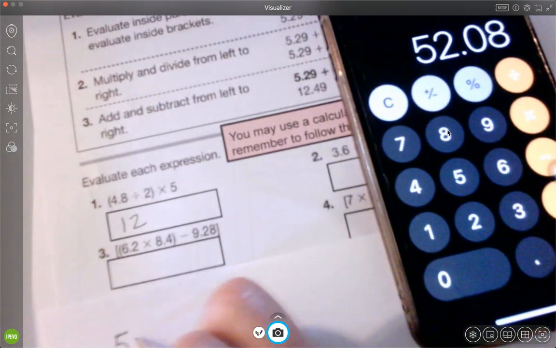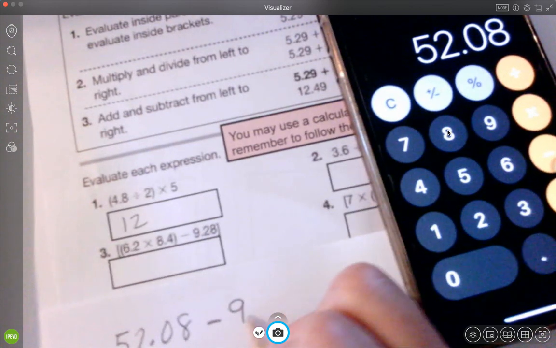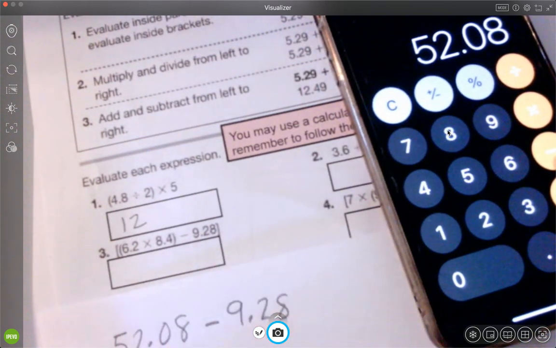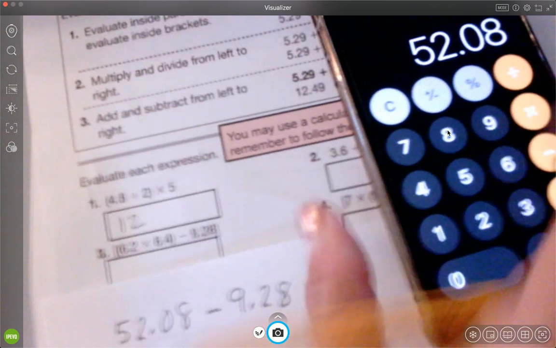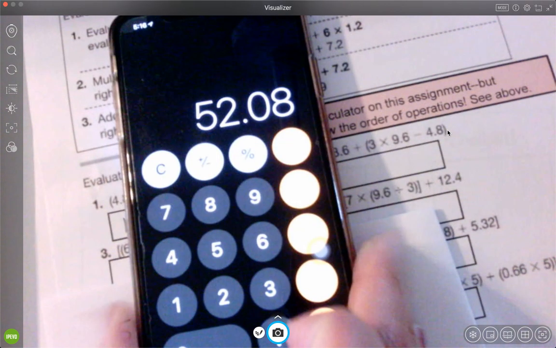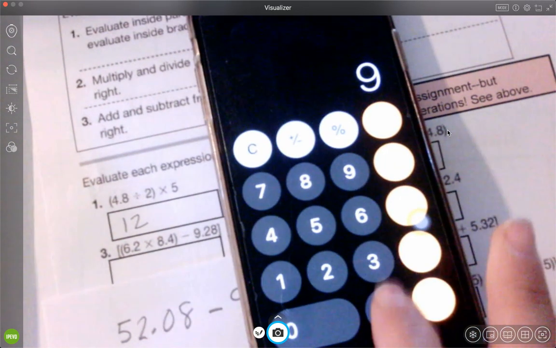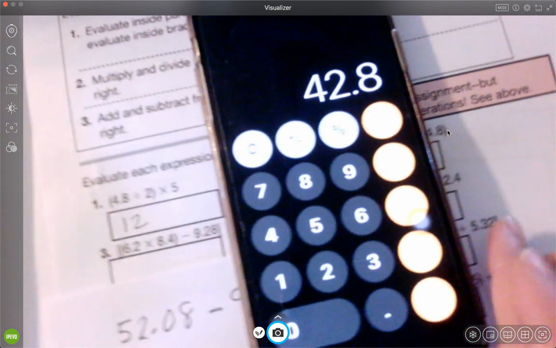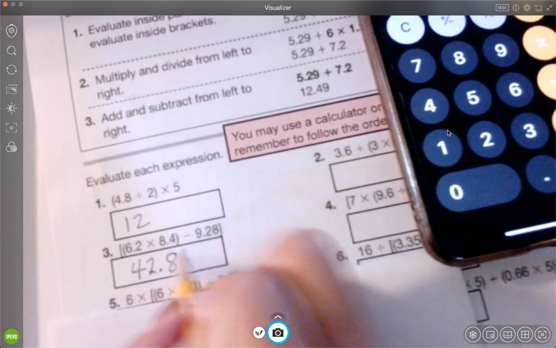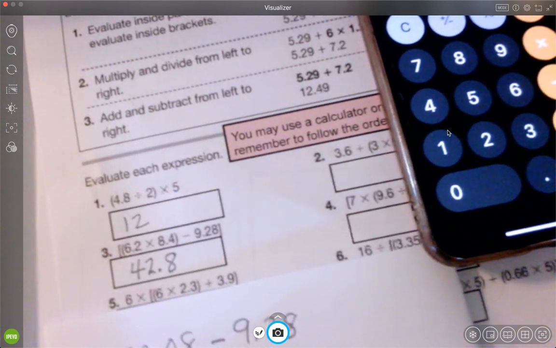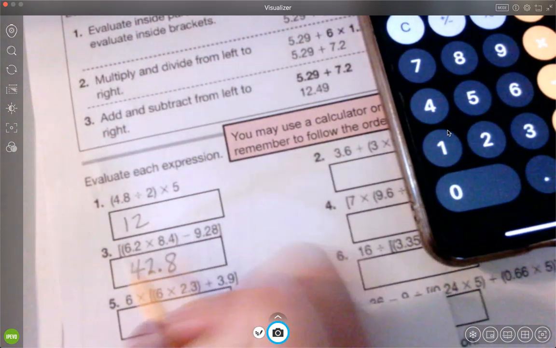So I've got 52.08, and then I have subtract 9.28. Again, there's no other operation, so that's my next step. Go ahead and do 52.08, take away 9.28. So I already have that on my calculator. I can keep going. I'm going to subtract 9.28, and I get 42.8. Now, the reason why, again, I'm letting you use the calculator here is that I want you to practice with the operations and not be bogged down by this double-digit multiplication.